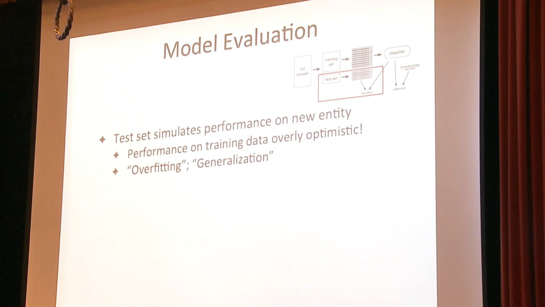You don't want to overfit to the training data. What you want to do is generalize. You want to have a model that generalizes to unseen data. And the idea here is that the test set simulates this performance on new entities or unseen data.